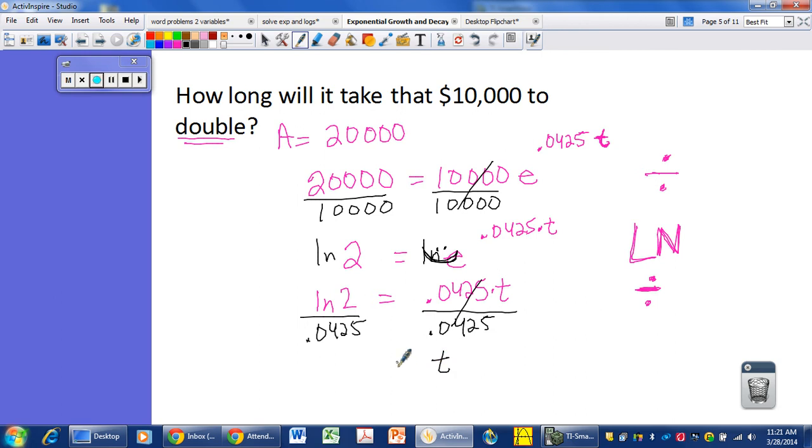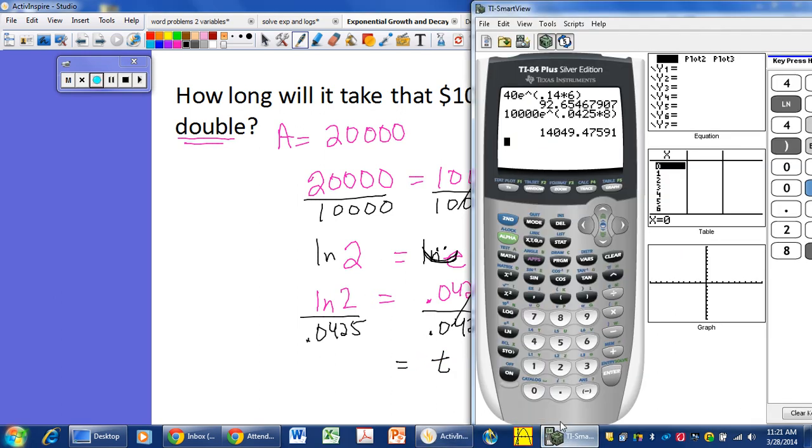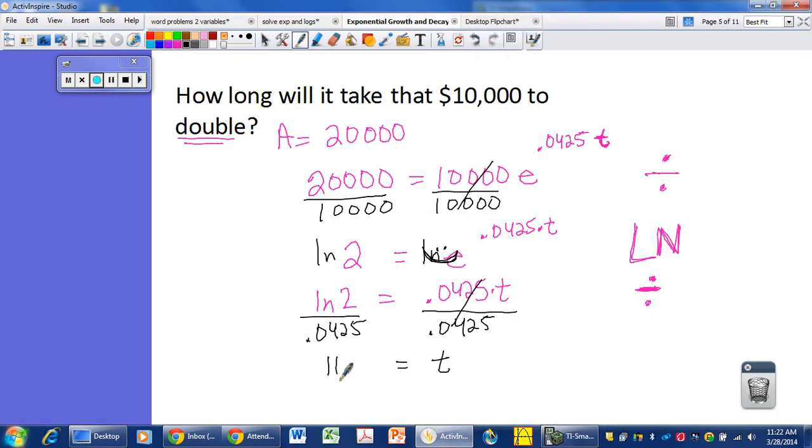And let's bring up our calculator. The natural log of 2, make sure you close your parentheses, divided by the rate 0.0425, enter. So after 16.3 years, that $10,000 will double. 16.3 years.